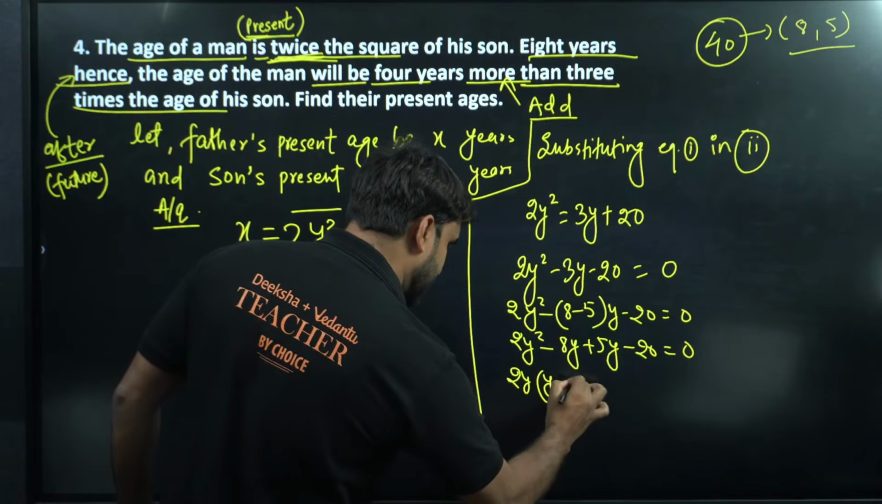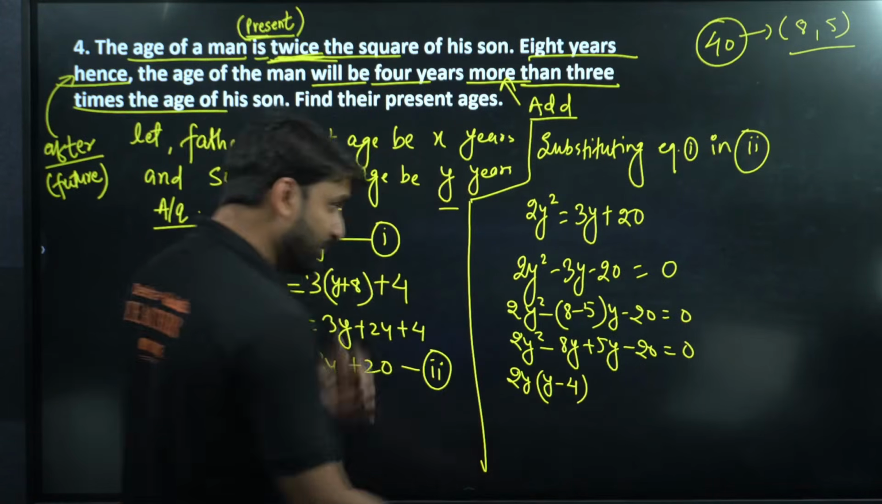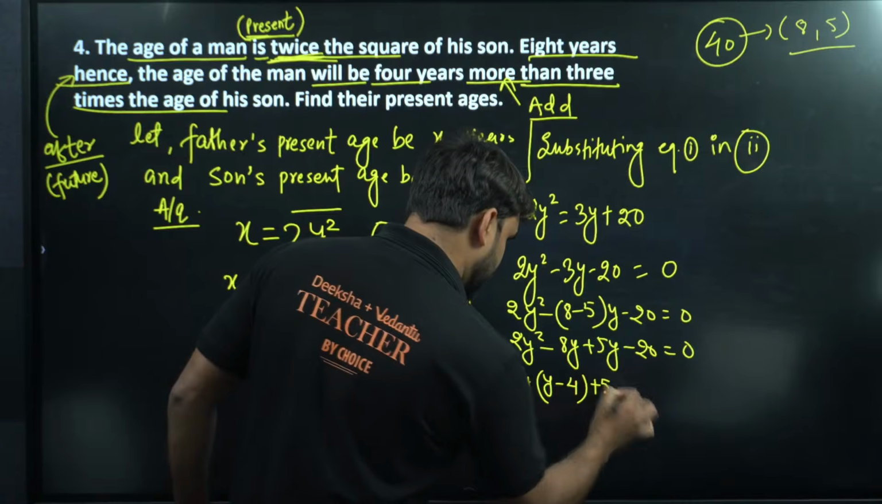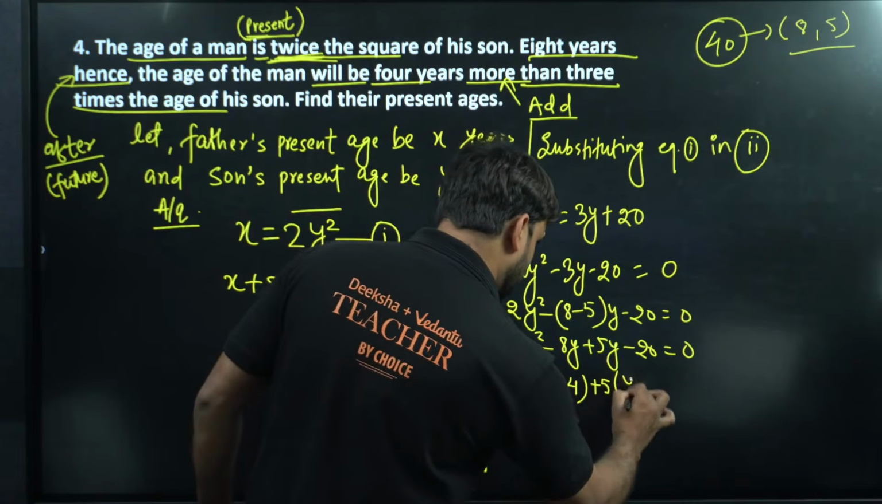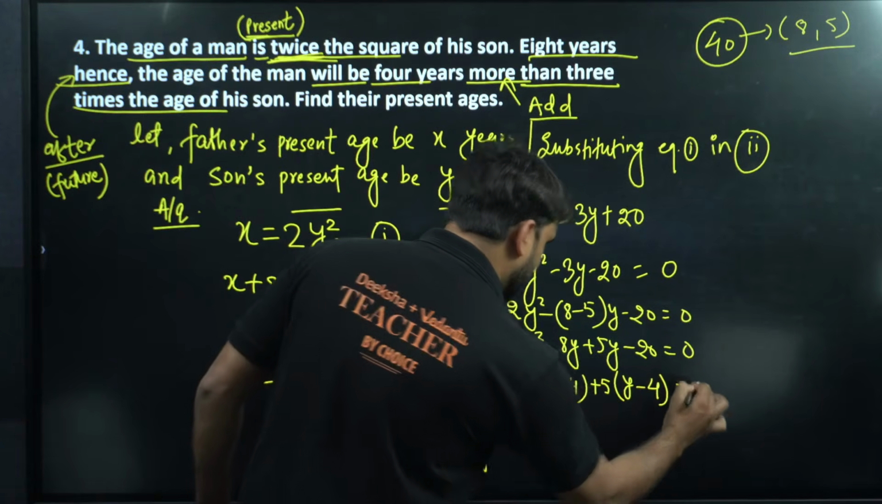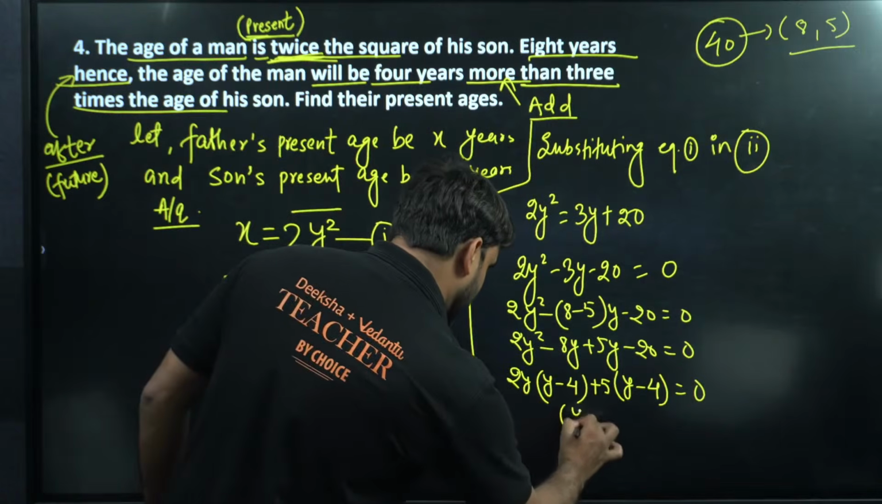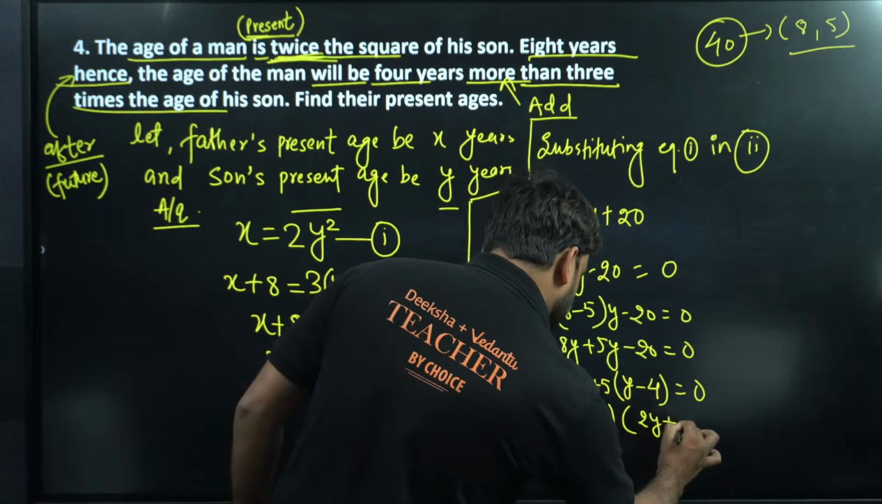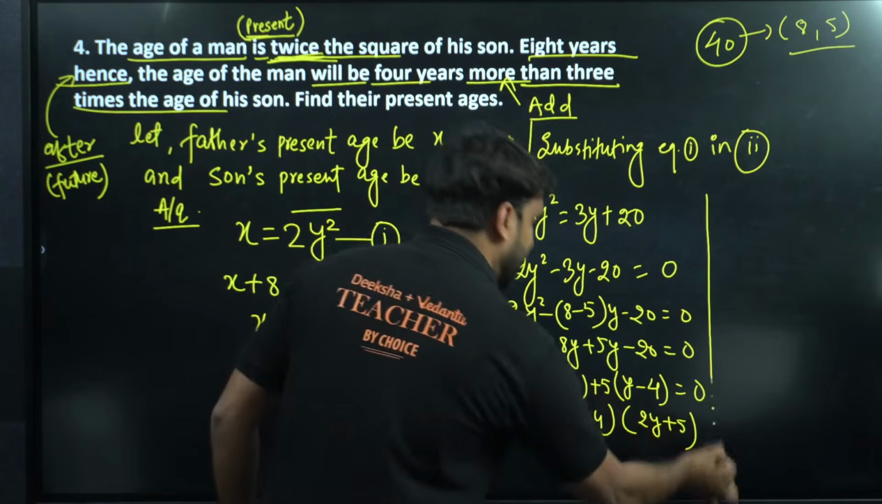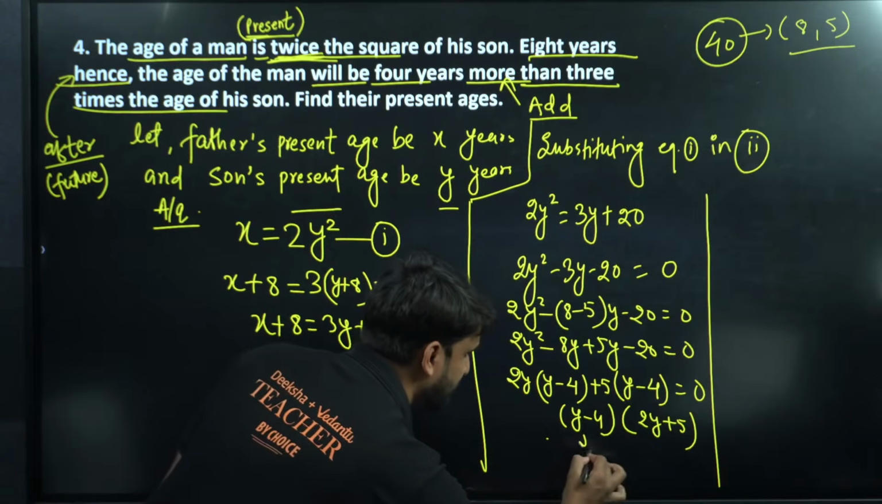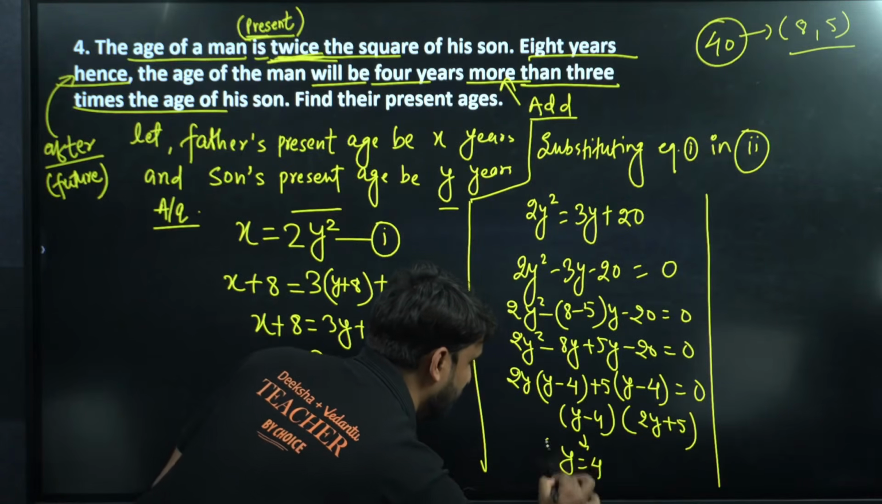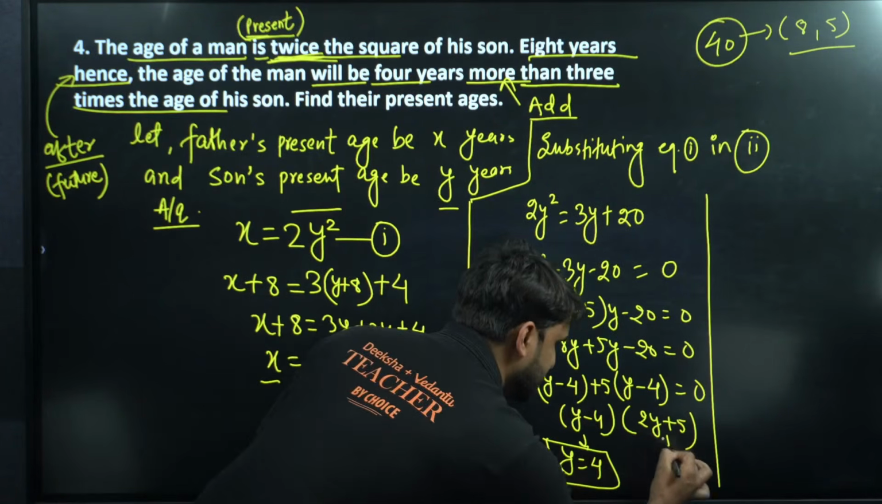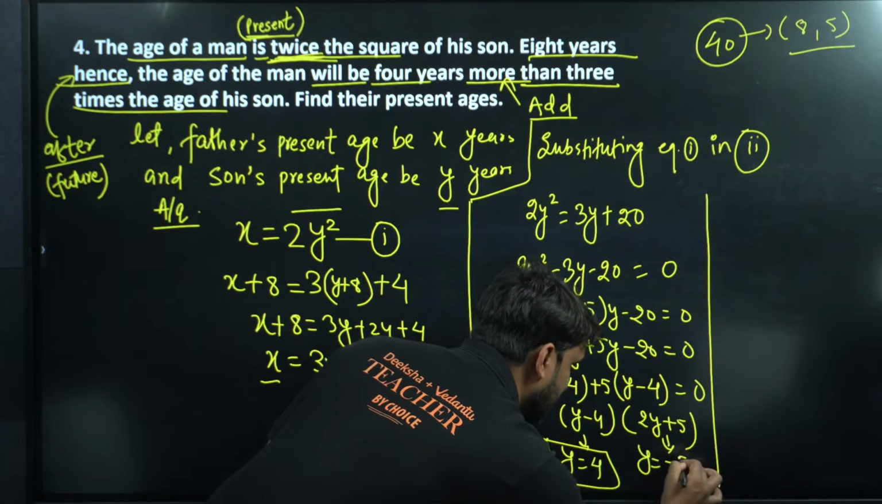So we can write y minus 4, because 2 into 4 is 8. And here from this we can take common 5. So this will be y, and 5 into 4 is 20, sorry. So we have two brackets, y minus 4 and one more bracket 2y plus 5. So after putting this equal to 0, we have y is equal to 4, and if we put this as 0, we have y is equal to minus 5 by 2.